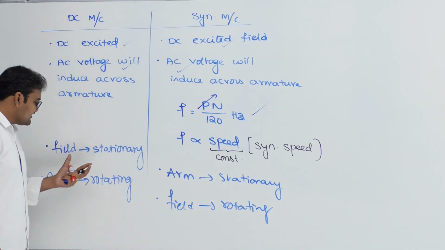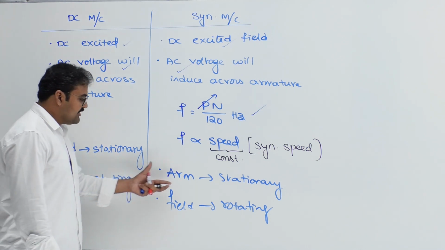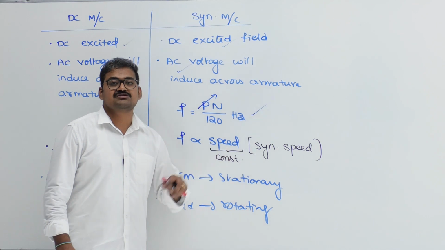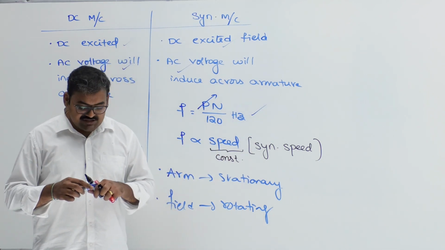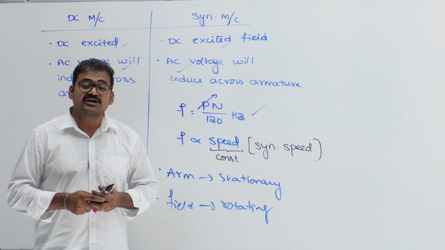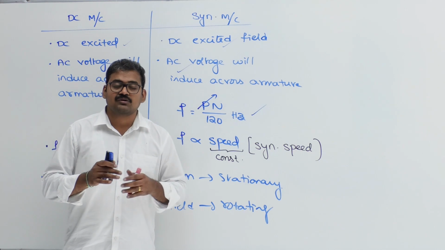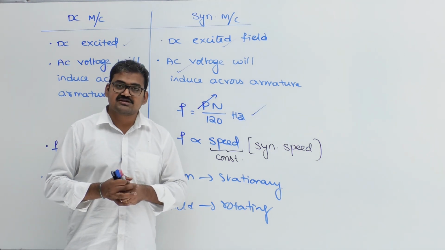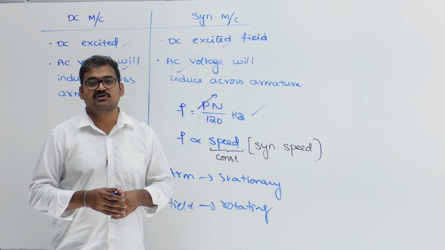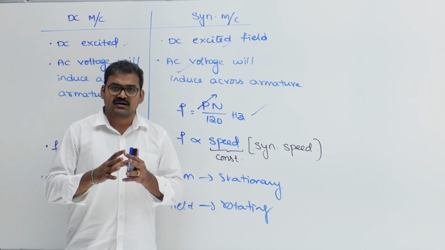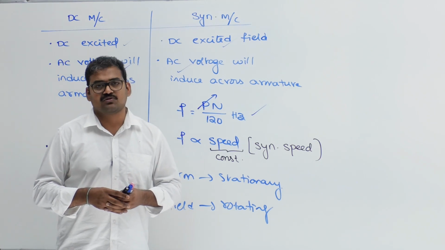And the next difference is, in DC machine the field is stationary and armature is rotating, but in AC machine the field is rotating and armature is stationary. But in both cases the same EMF will be induced, that is called dynamic induced EMF. Now in this lecture let us go into more detail on the basic working principle of a synchronous machine, and we will also study basic relations between stator field and rotor field.